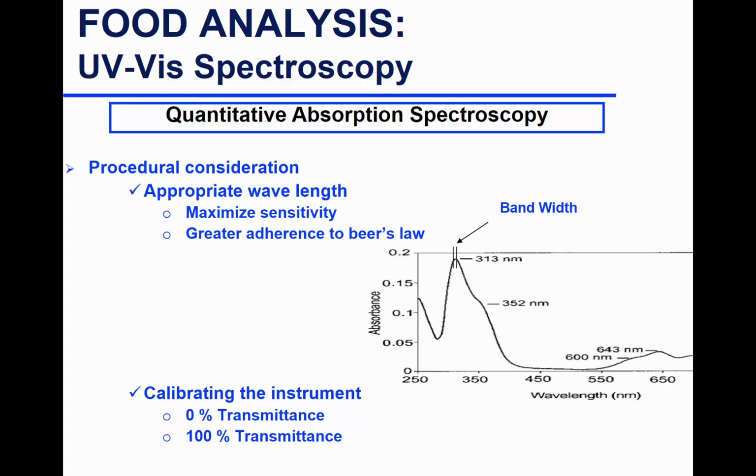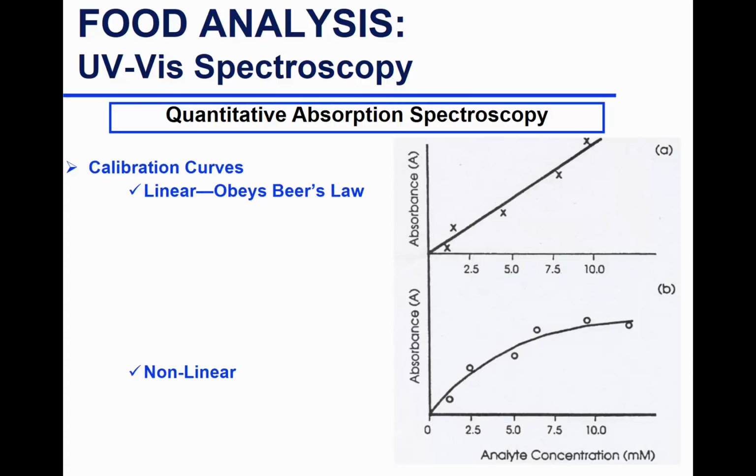It's also very important to calibrate your instrument, meaning you're telling it when there is no light passing and when there is all the light passing. So you would close the light, hide the light basically, and calibrate it to be zero transmittance. Then you open the light with nothing in the cell, and this is 100 transmittance. So it's very important to do that calibration.